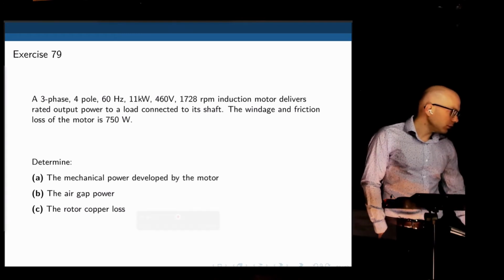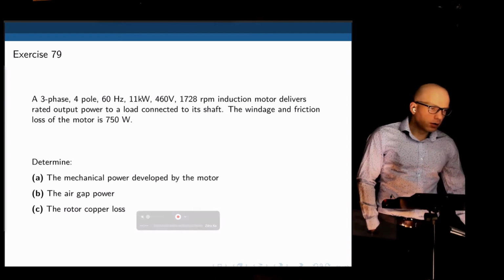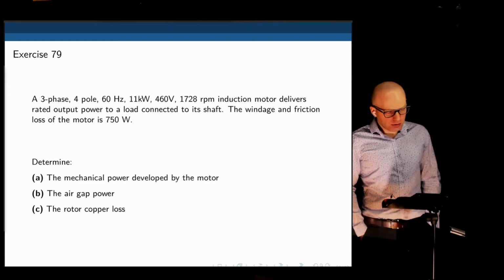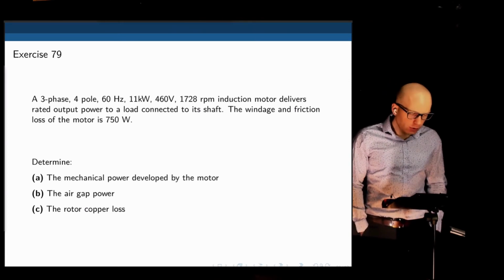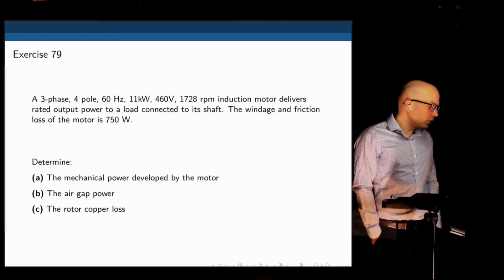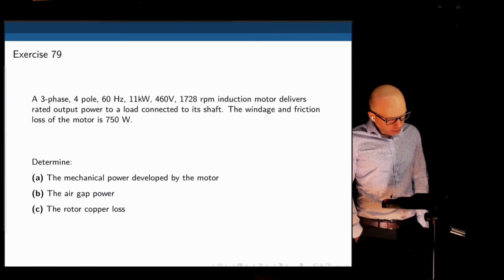Let me just double check something. Okay, all right. So you have here a 3-phase, 4-pole, 60 hertz, 11 kilowatt, 460 volt, 1728 RPM. Is this the version you have, or are the numbers a bit different? I changed them last night. I'm not sure if I uploaded. It's the same. It's the same? Okay, good. The final version.